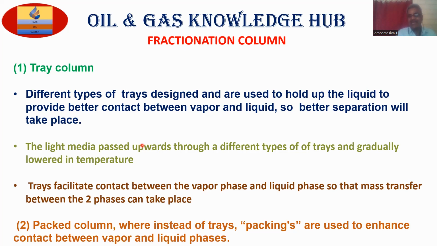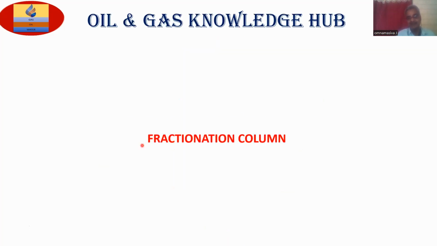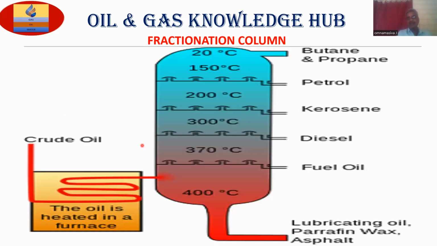Now come back to the next type. It is called a packed column, where instead of trays, packings are used to enhance contact between vapor and liquid phases. Clear? See this, how the process will take place at different temperatures and what products come out at different temperatures.